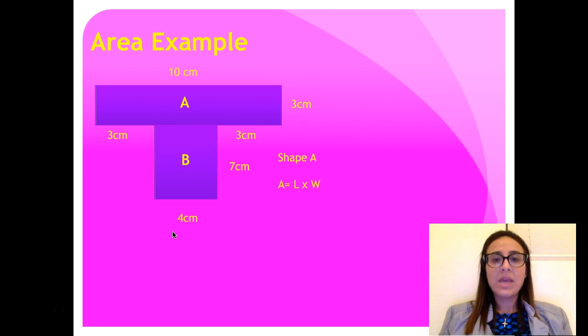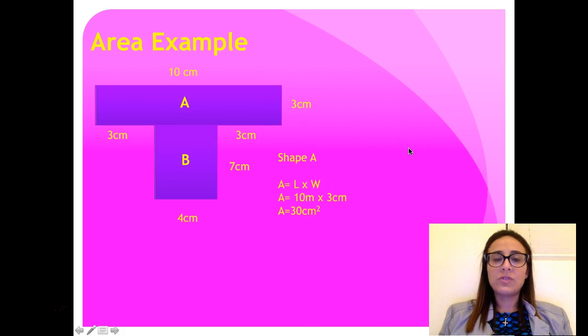Shape A. Area equals length times width. The length being 10 centimetres, the width being 3 centimetres. Area equals 10 times 3 centimetres. Area equals 30 centimetres squared. Not forgetting the little 2.